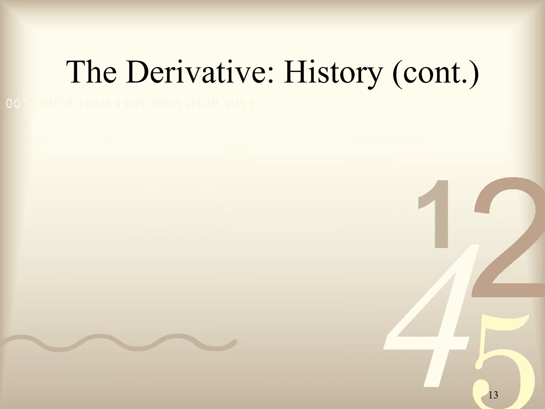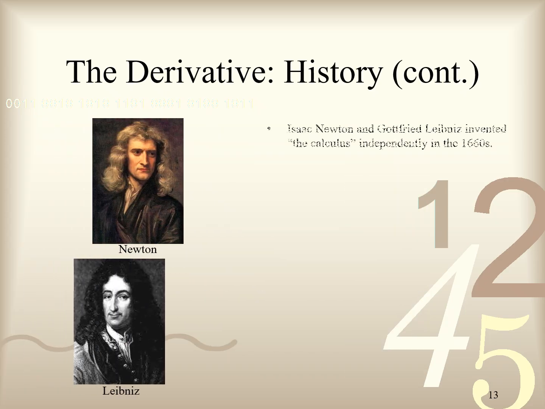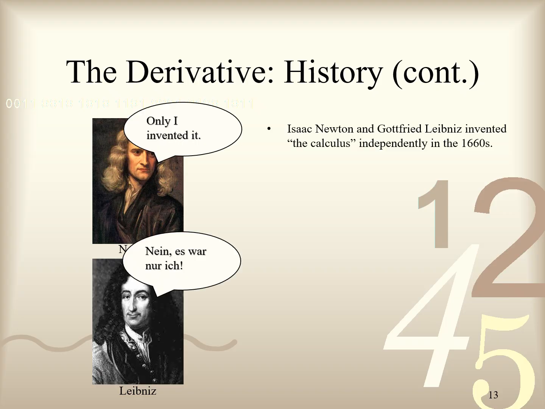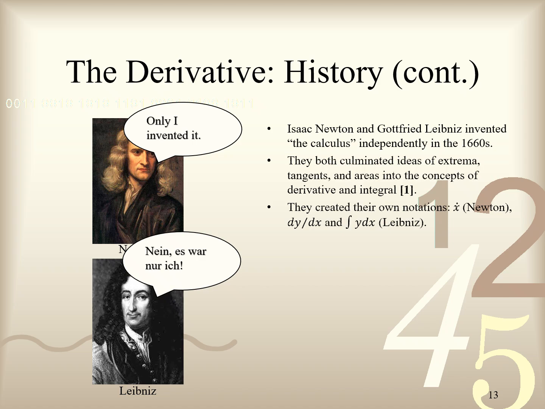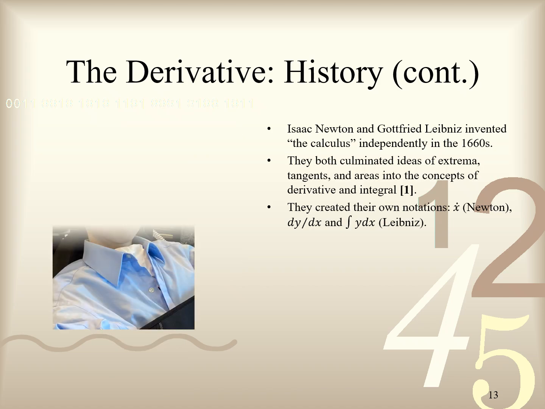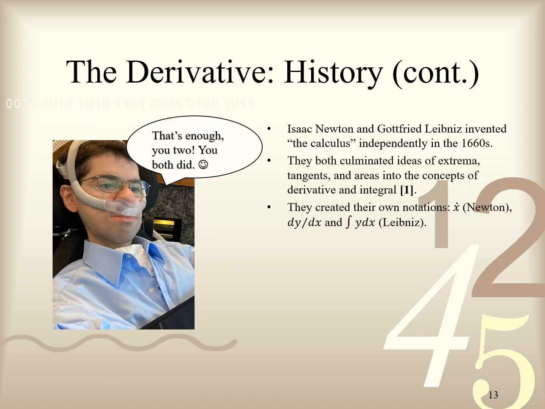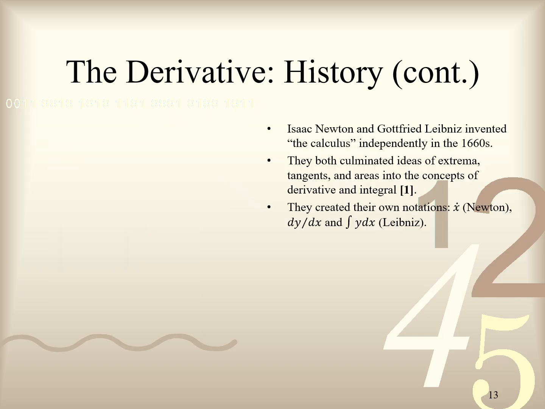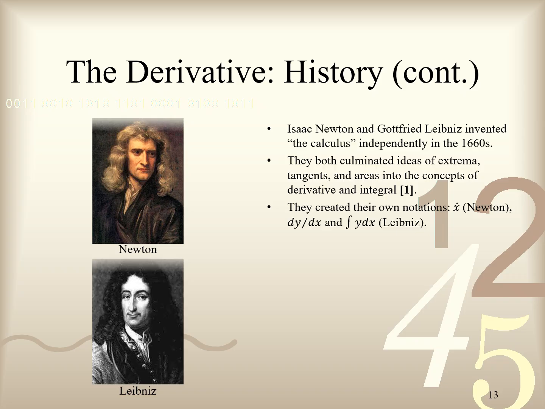Now, it is known that Isaac Newton and Gottfried Leibniz invented the calculus independently in the 1660s. They both culminated ideas of extrema, tangents, and areas into the concepts of derivative and integral, according to reference 1. They created their own notation as well. For example, Newton used a dot on top of x, to indicate the first derivative of the position function for an object at time t, which is its instantaneous velocity, or, what we also refer to as x prime.